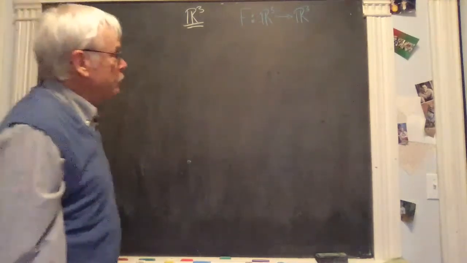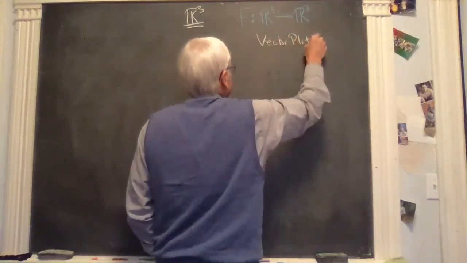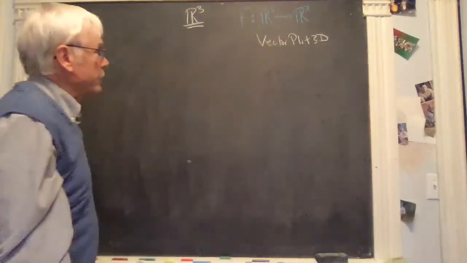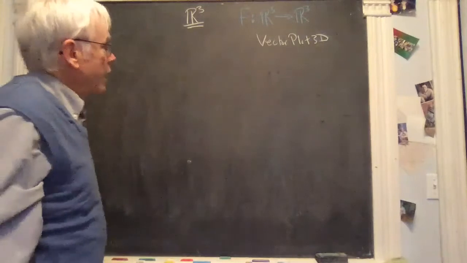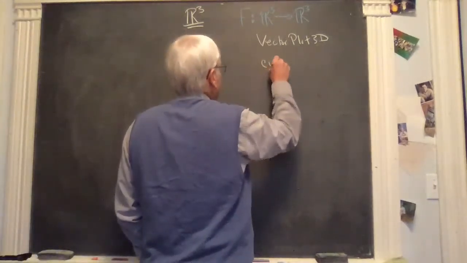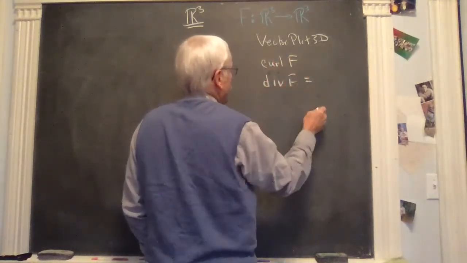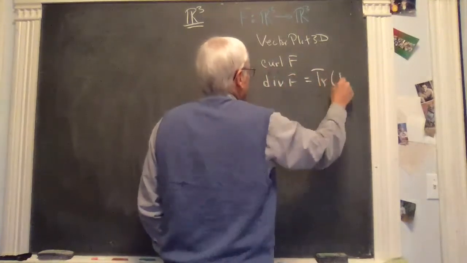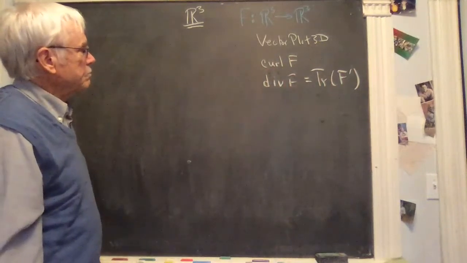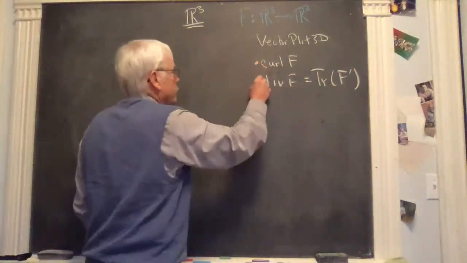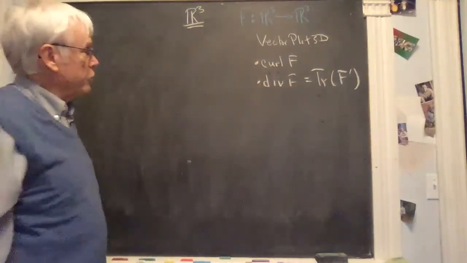And to look at this, you would use VectorPlot3D. It plots the vector field and gives you an idea of what the vector field is doing. Two of the things that we will want to compute here are the curl of F and the divergence of F. And the divergence of F is the trace of F prime. So we will need these two. These two played an important role in the two generalizations of Green's theorem.